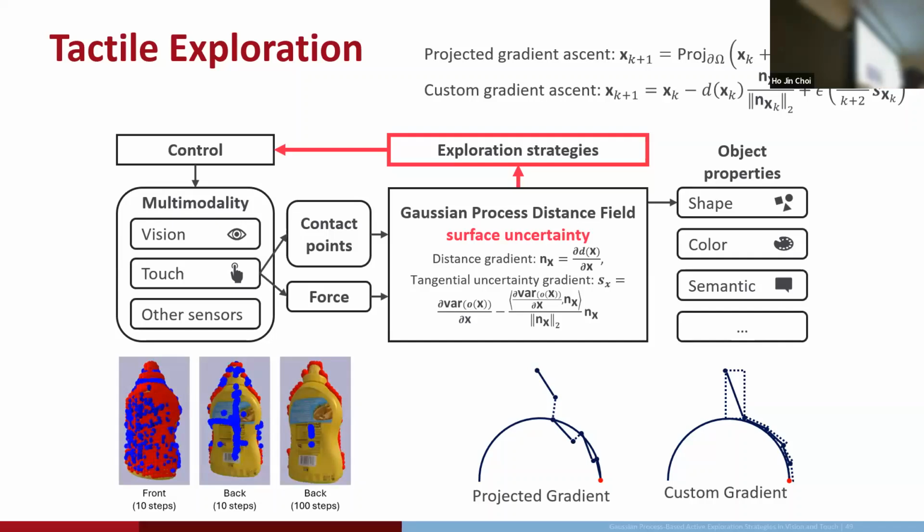And this is the demonstration of this process. The blue points are incrementally trying to go to the surface area that has a higher uncertainty. In 100 steps, you can see that it goes to the backside of the object that has not been seen before, which is the red points.